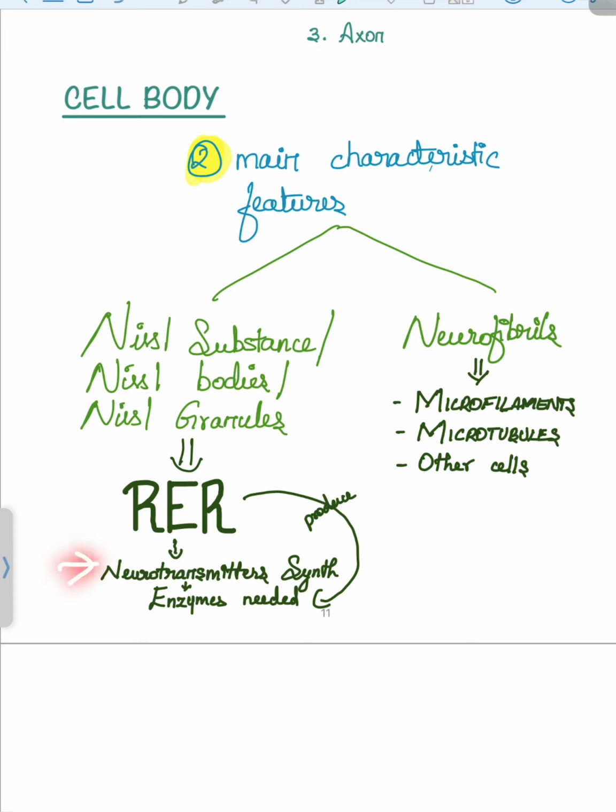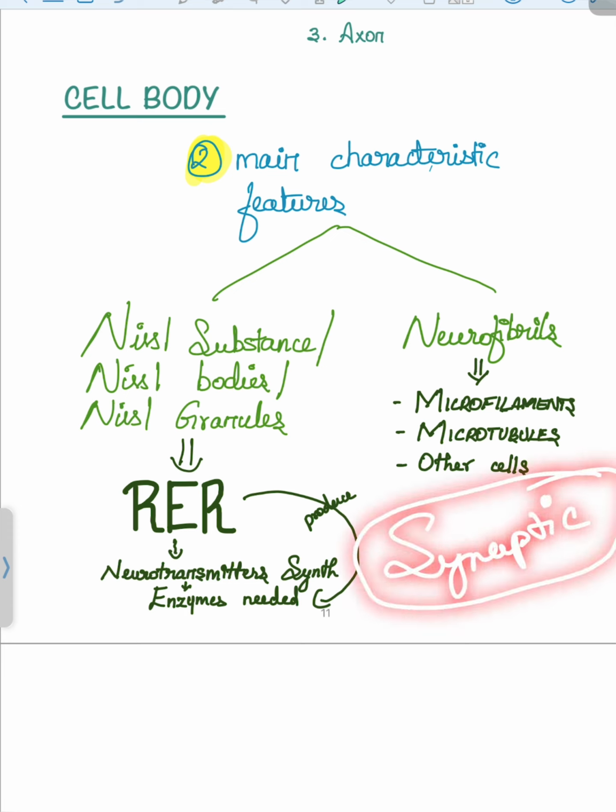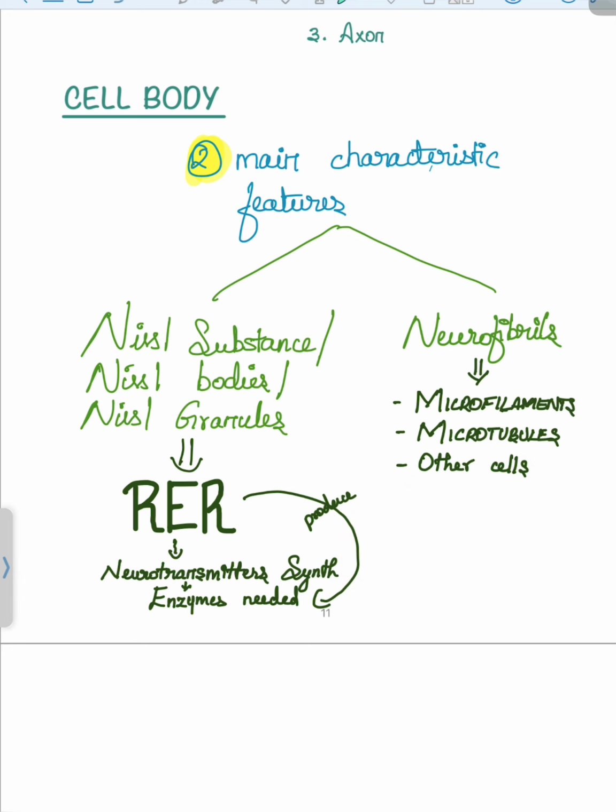We need neurotransmitters for the transmission of impulses in a neuron. For synaptic transmission, we need neurotransmitters. Okay, for their synthesis, we need a lot of enzymes, and these enzymes are produced by this rough endoplasmic reticulum. Okay, so there is a lot of Nissl granules present. Then, what are neurofibrils? They are nothing but microfilaments, microtubules, and all the other cell organelles in the cell body.